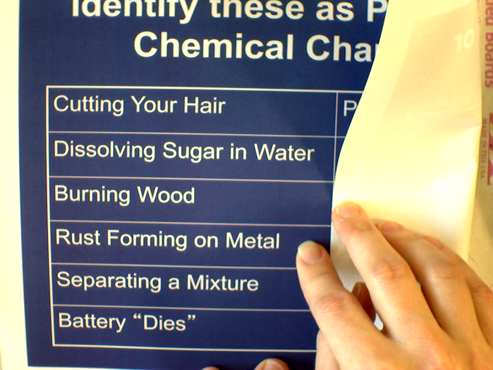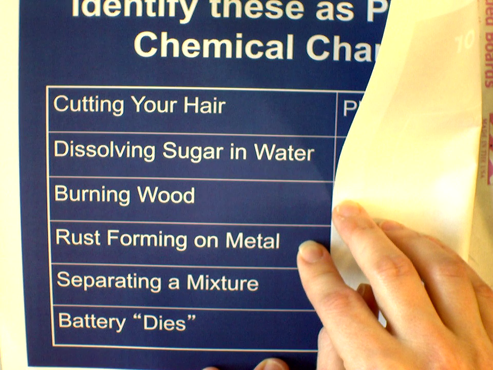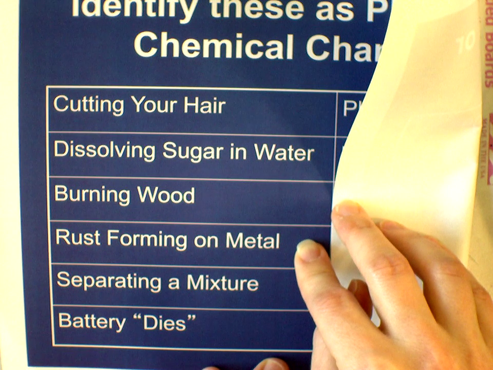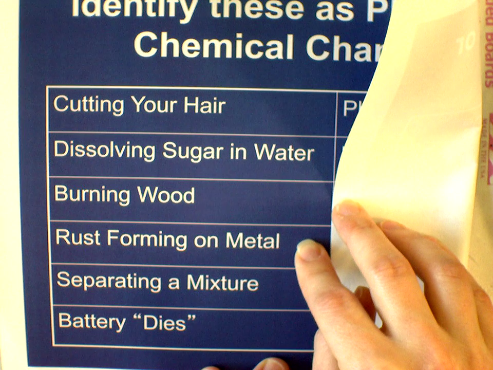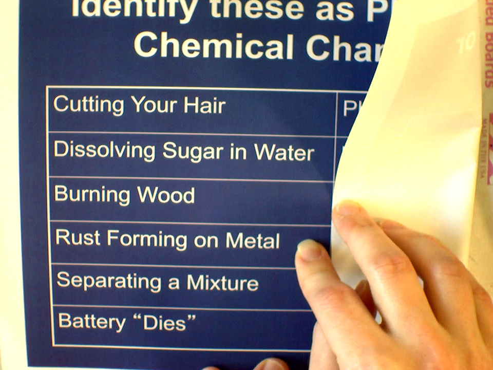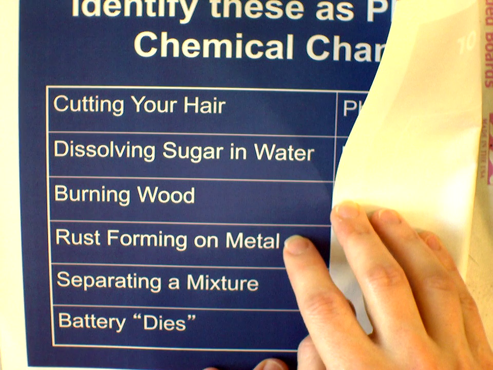Rust forming on a metal. The metal is actually reacting with oxygen and with water in the atmosphere and turning into iron oxide. Or if you've got a different metal that's rusting, maybe it's copper oxide, tin oxide. It's no longer the same substance. It's a lot flakier, it's brittle, it breaks apart. That substance has totally new properties. Not shiny anymore, not ductile, not malleable. It's now a totally different substance. That's going to be a chemical change.